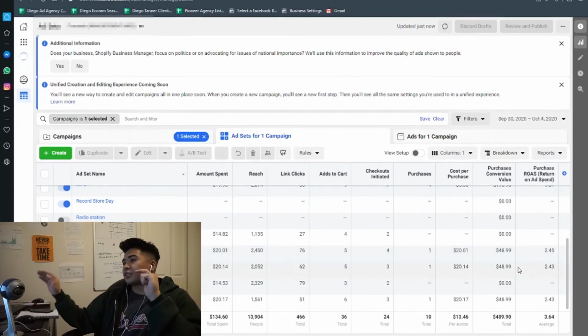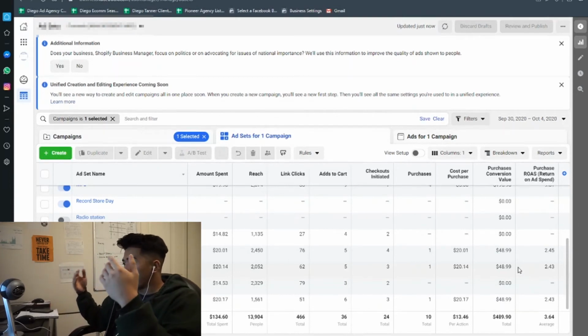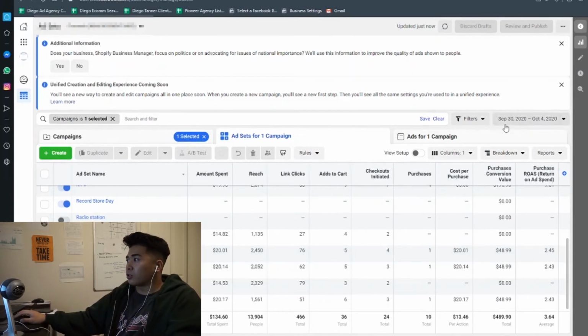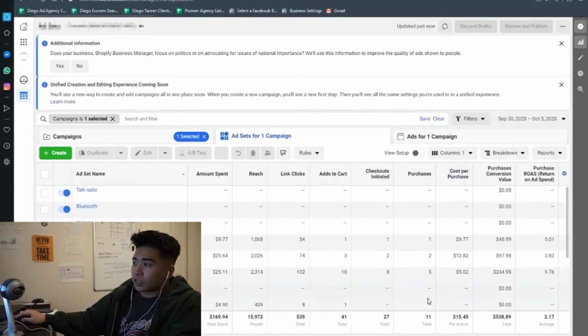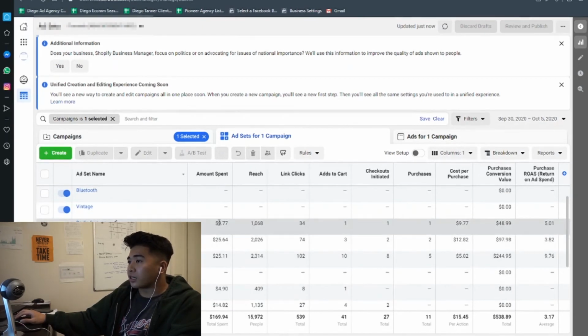And the key here is you just got to keep on cycling in new interests every single day. Right, and 10 sales in only 4 days is pretty good. So we'll see how it does. So on the 5th, which is a couple days ago, you can see here it's getting more sales decently, right? So a new ad set that I cycled in got a sale, right?